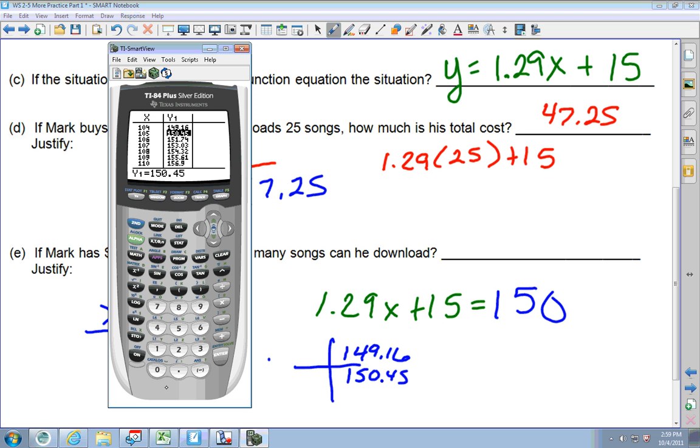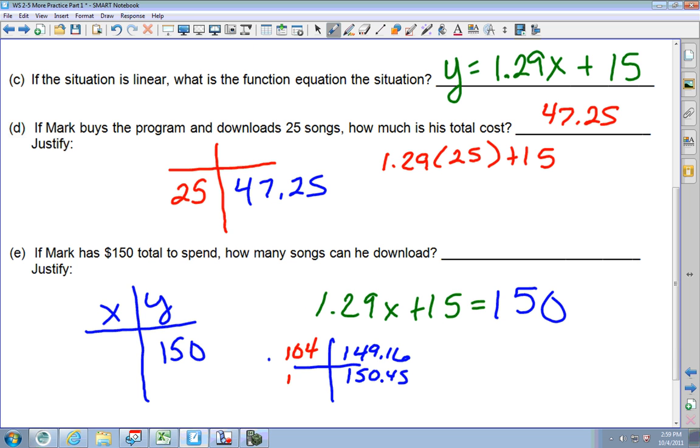Okay, so when you look at this, how many can I download? Well, this is in between. You've got 104 and 105. If you only have $150 and you cannot borrow from anybody else, do I have enough money right here? I don't. I can only get 104 songs. So 104 would be my answer because I can't go over the 150 that I have.